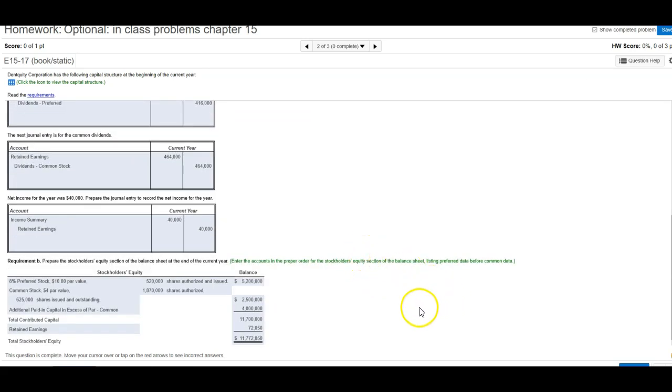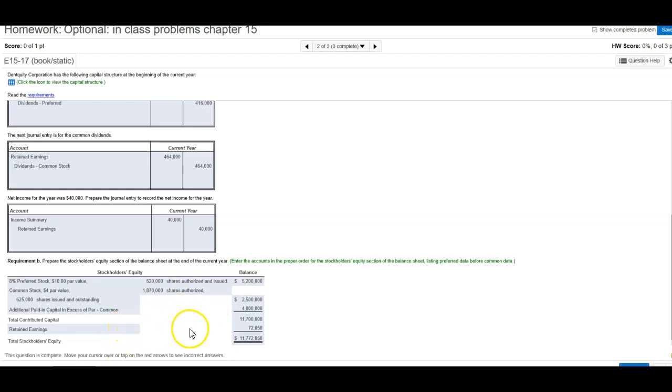MAL, we have to complete the stockholders equity section. We go ahead and show that preferred stock, the par value, and we include this information about the shares authorized and issued. Same here with additional paid-in capital, so no changes there. Total contributed capital has not changed.